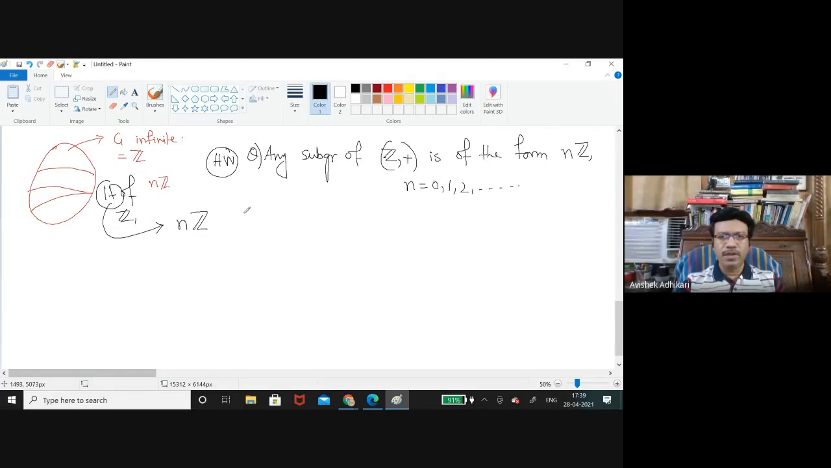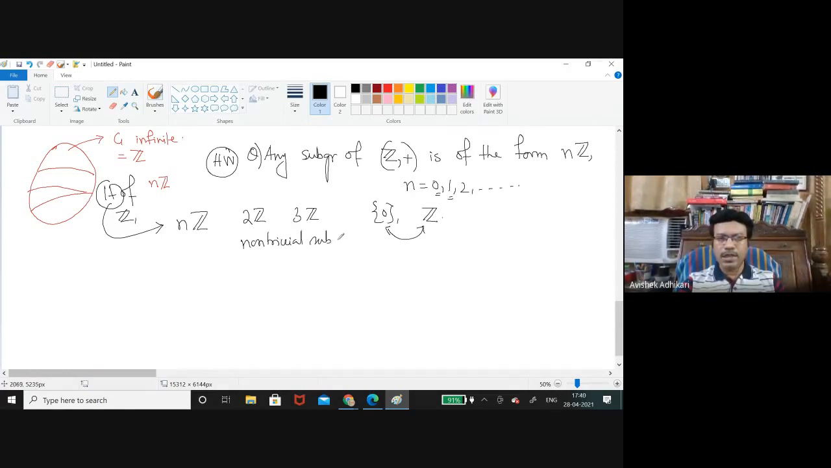So it may be 2Z, it may be 3Z. If n equal to 0, then it will become this. If n equal to 1, then this. So they are the trivial subgroups of Z. But any subgroups which are different from these two are non-trivial subgroups.